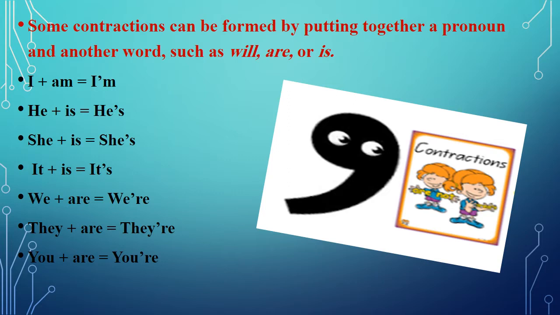We are. Cross the A, replace it by the apostrophe, and put them together, we'll have we're. They are. Cross the A, replace it by the apostrophe, put them together, we'll have they're. You are. Cross the A, replace it by the apostrophe, and put them together, we'll have you're.